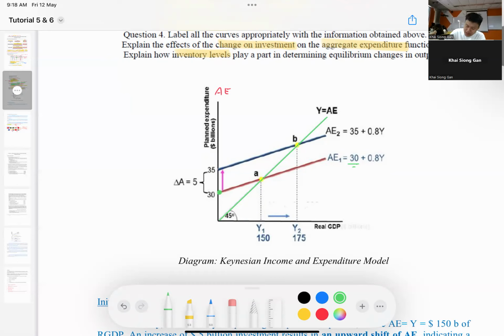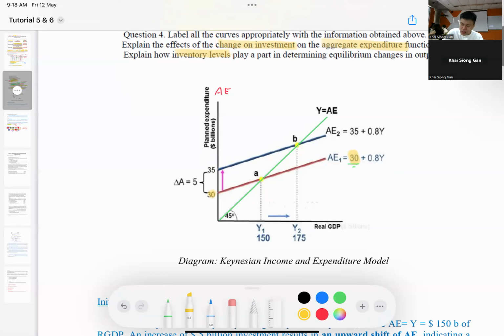Actually, I don't usually write this one because later it might be a bit confusing, because I want to label the aggregate expenditure. I do not want to label this autonomous expenditure. But I'm showing you here so that you understand how I plot the diagram. Since my autonomous expenditure is 30, I start from 30. But usually we do not write that. And then you plot this line, plus 0.8Y. So that's the red line.